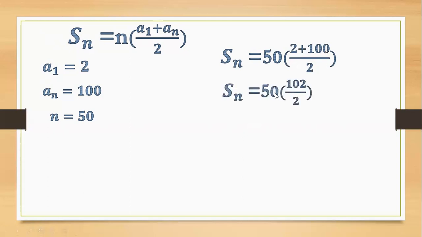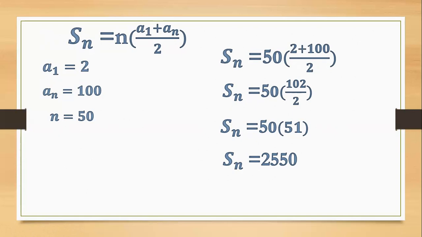Next, divide. Just copy S sub n equals 50, then the 2. Divide 102 over 2 equals 51. So just copy S sub n equals 50. Next, multiply 50 times 51. The answer is 2,550. So the partial sum from 2 up to 100 is 2,550.